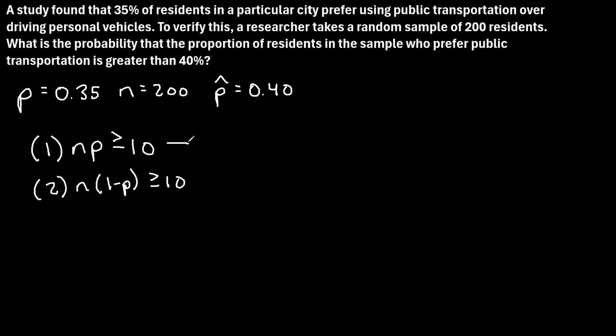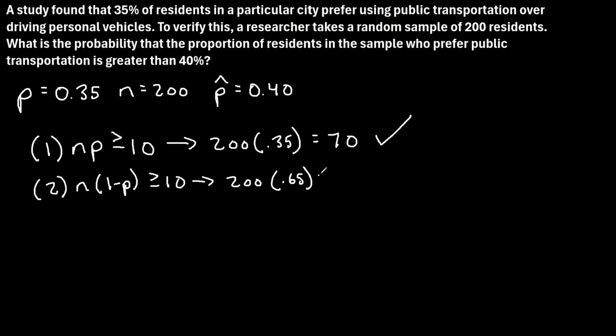So let's check the first condition. We have n times p, where n is 200 and p, the population proportion, is 0.35. So 200 times 0.35 turns out to be 70, and 70 is way bigger than 10, so that first condition is met. For the second condition, we have n, again 200, times 1 minus p. 1 minus 0.35 is 0.65, and 200 times 0.65 is 130, which is also way bigger than 10. So that condition is also met. Because both conditions are met, we can proceed to calculate a z-score.